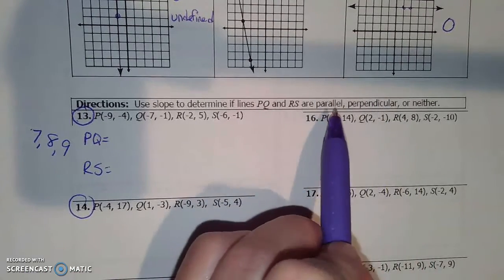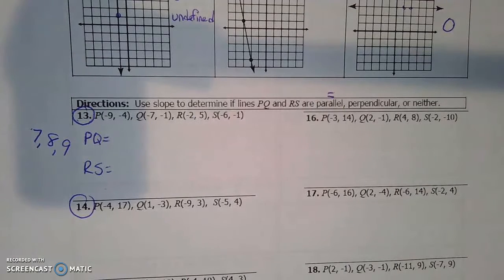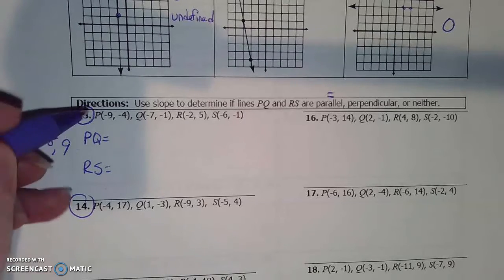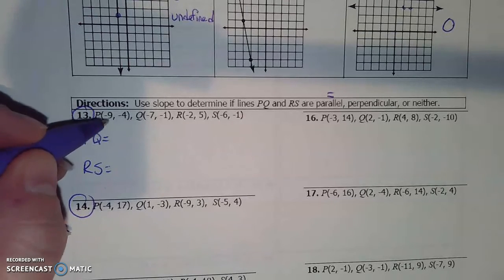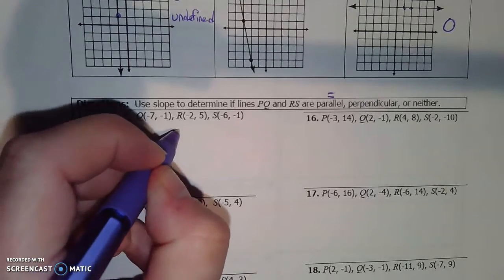So quick reminder, parallel is when your slopes are equal to each other. So if you have the same exact slopes. Perpendicular is when they are opposite reciprocals. So opposite sign and then flip your fraction. So we first need to find the slope between P and Q. And I've showed you guys that how I find the slope is I stack them.